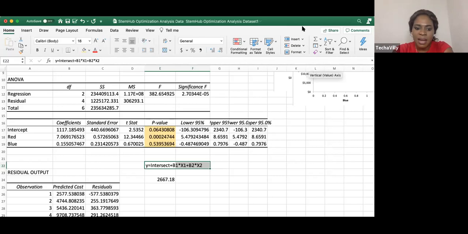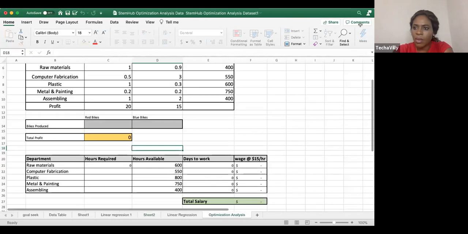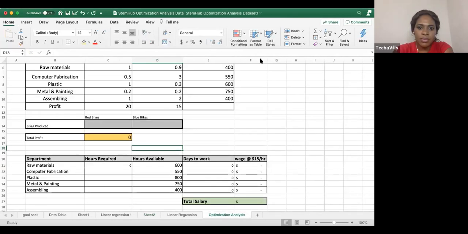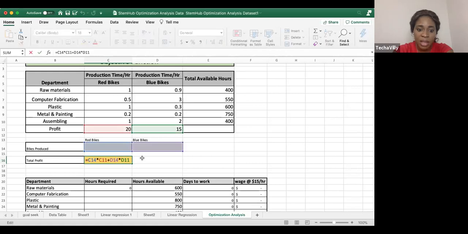So I brought that same data into this sheet. So this is the previous data that you were looking at. And in order to run this optimization, we need the Solver tool. Like I said, we need the objective variable, which is to maximize profit. And this is already formatted. If you double click, I'm going to show you how we got this. So to maximize your profit, you need to add the number of red bikes that you produce. You multiply it by the profit you're making.